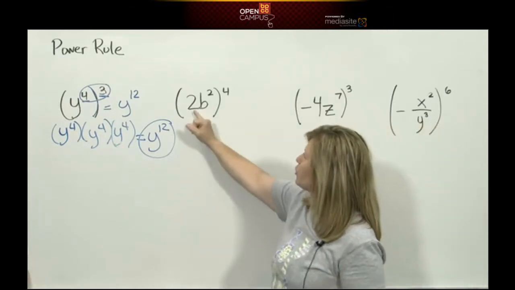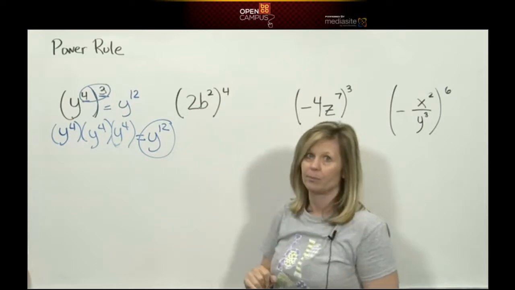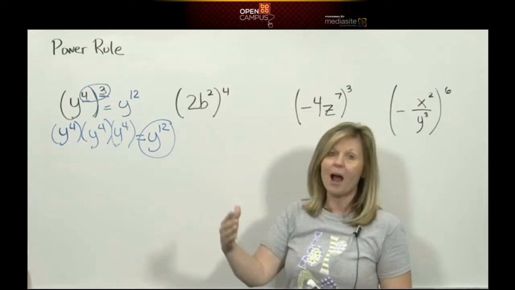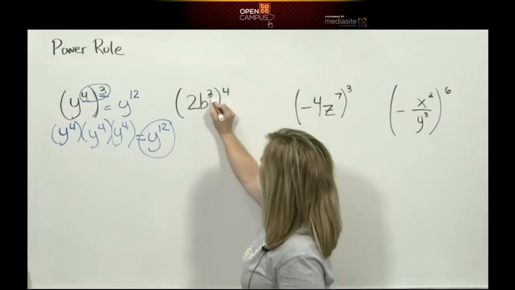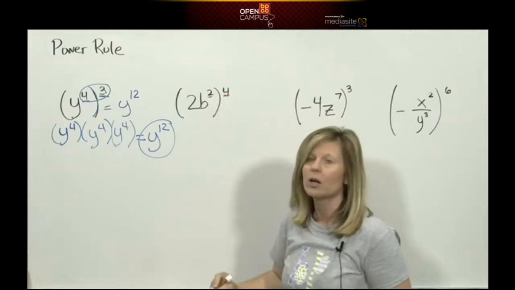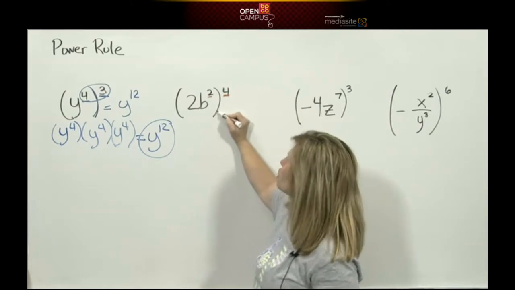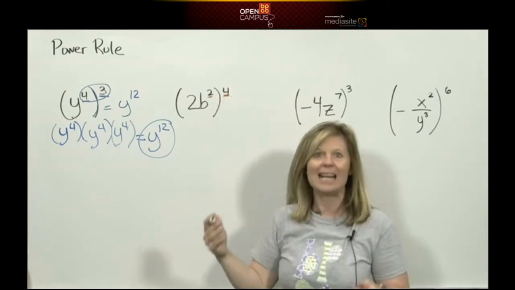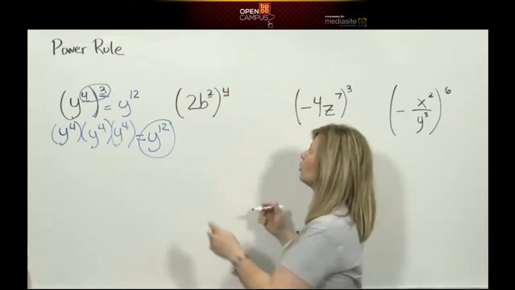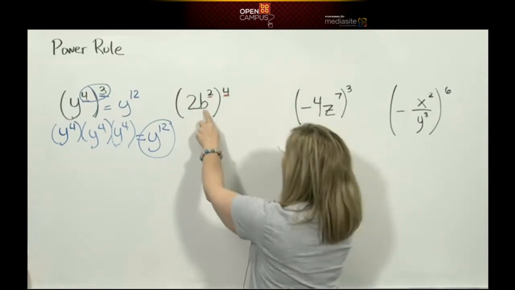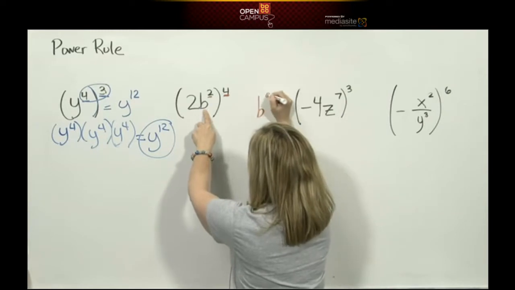So if you look here, I have 2b squared to the 4th. If I'm going to do the power rule, this is what you all do right. You all see the exponent 2. You all see the exponent 4. You see the parentheses. So you know to multiply 2 and 4 and you get 8. But who does that 8 exponent belong to? Well, it belongs to the letter b. So you all write b to the 8th.